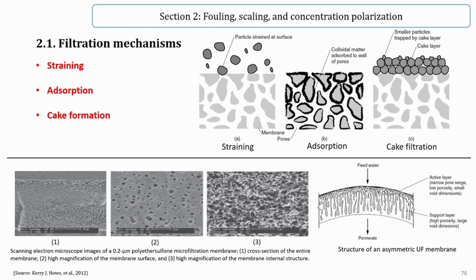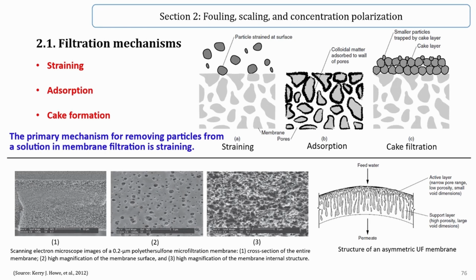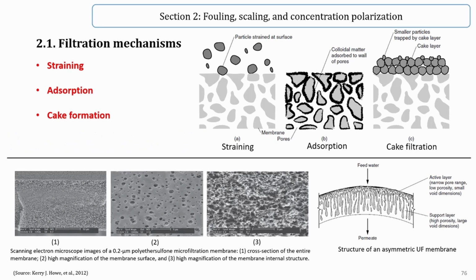Straining. The primary mechanism for removing particles from a solution in membrane filtration is straining. Straining, also called sieving, steric exclusion, or size exclusion, is the dominant filtration mechanism in membrane filtration. Nominally, particles much larger than the retention rating of the membrane collect at the surface while water and much smaller particles pass through.